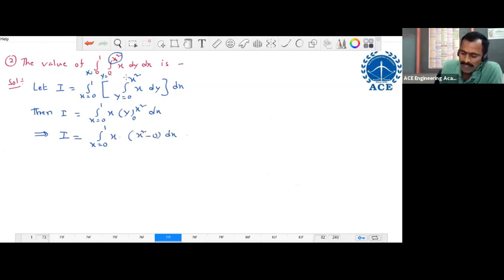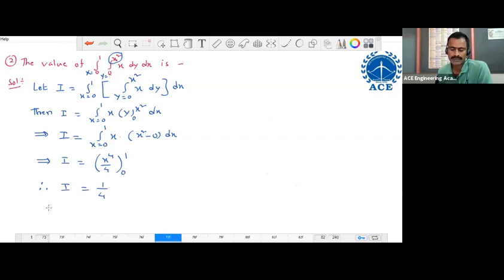The double integral is reduced to a single integral. It is the integral with respect to x of a function of x. So integrate this with respect to x. I equal to integral of x cube, which is x power 4 by 4 from 0 to 1. Therefore, I equal to 1 by 4. It is with the variable limits only.